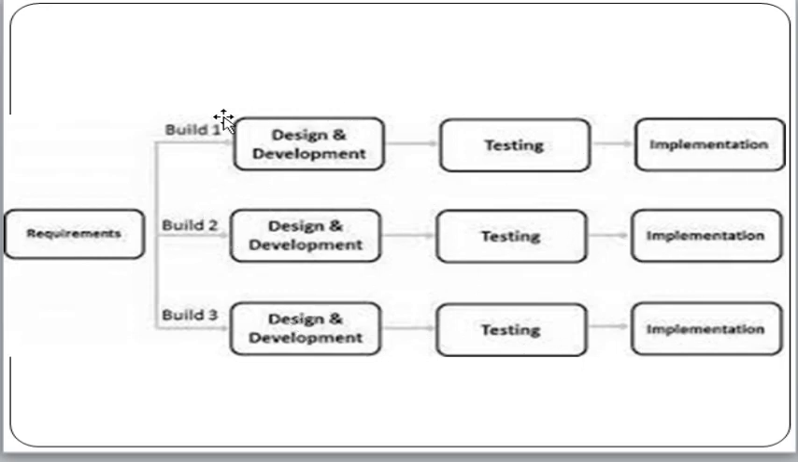So there are 3 iterations. You will start from build 1, this is iteration 1, this is iteration 2, and then until you reach iteration 3, all the things will be delivered to the customer completely. Okay, so this is the main concept of iteration here.